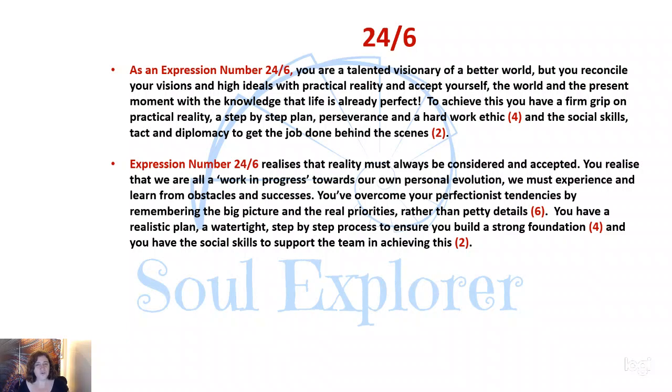But you do so slightly differently to the 1-5-6. You have a realistic plan in the 4 energy, a watertight, step-by-step process to ensure that you build a strong, secure, stable foundation. That's the 4 energy, most important step. And then you have the social skills to support the team in achieving this in the 2. So the expression 6, like any expression 6, is great at reconciling their ideals, but the 2-4-6 does it with goal achievement, perseverance, hard work, teamwork, and tact and diplomacy.